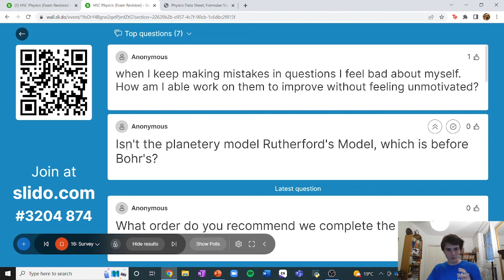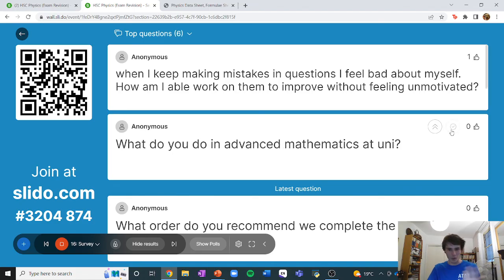Isn't the planetary model Rutherford's model, which is before Bohr's? Yeah, the planetary, Rutherford, and nuclear model are all basically names for the same thing.